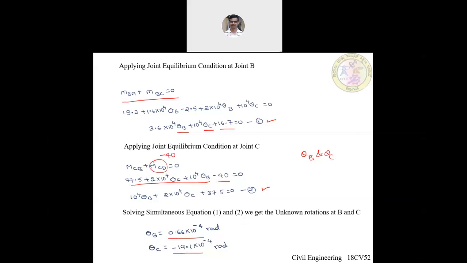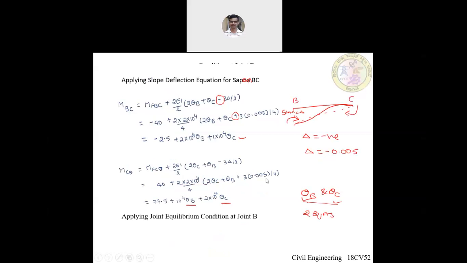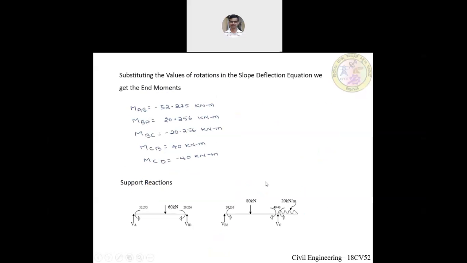And once I calculate the values of theta B and theta C, we can substitute in the slope deflection equation, and we will be in a position to calculate the bending moment values. On calculation, we get MAB is equal to 52.275, MBA is 20.25, MBC is minus 20.256. We can note that the summation of MBA and MBC should be equal to 0, so they are equal and opposite. Similarly, MCB and MCD also should be equal and opposite. We have achieved those values. So the calculation of bending moments is over.